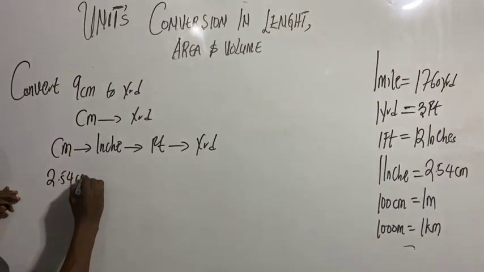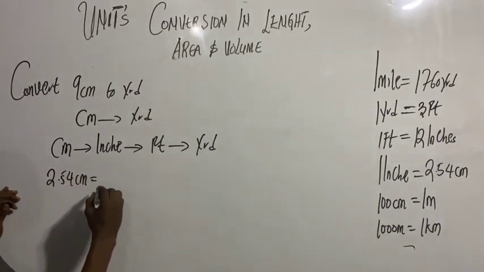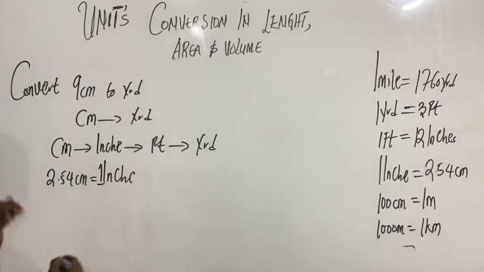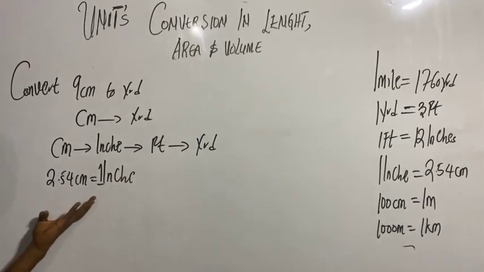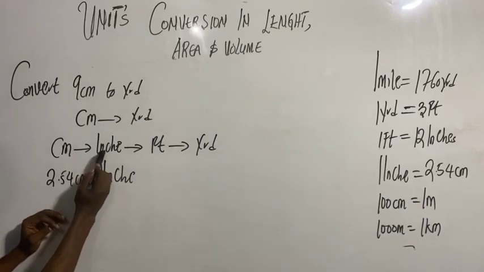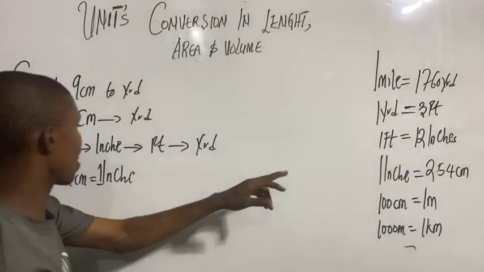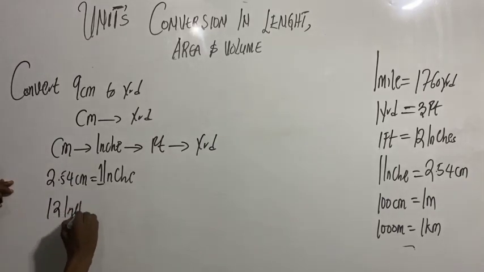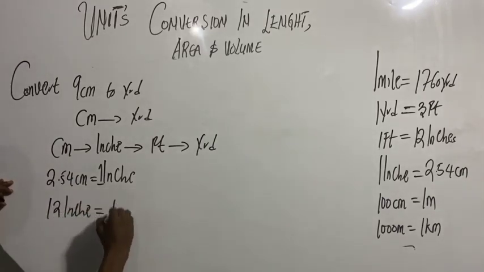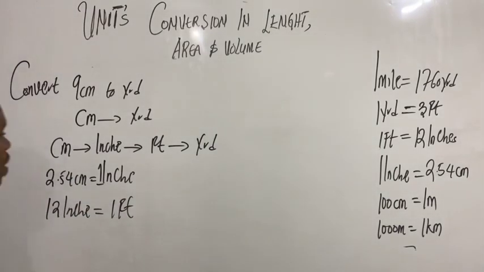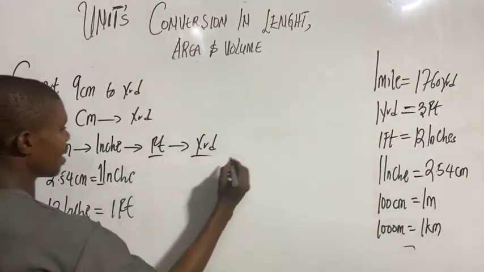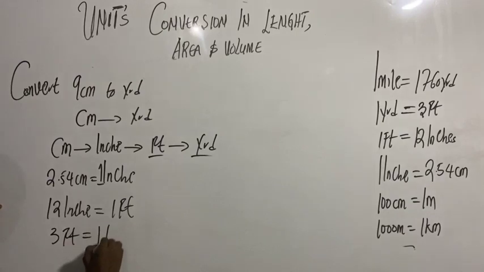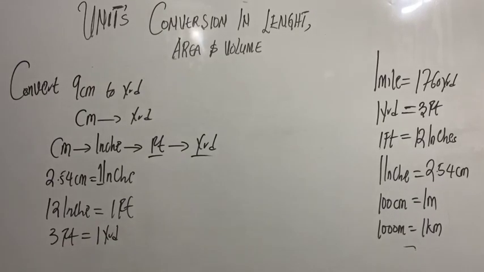So here we have 2.54 centimeter is equal to 1 inch. Do you see that? 2.54 centimeter is equal to 1 inch. Now what is the relation between inch and feet? Here we have 12 inch is equal to 1 feet. Then what is the relation between feet and yard? Here we have 3 feet equals 1 yard. This is that.